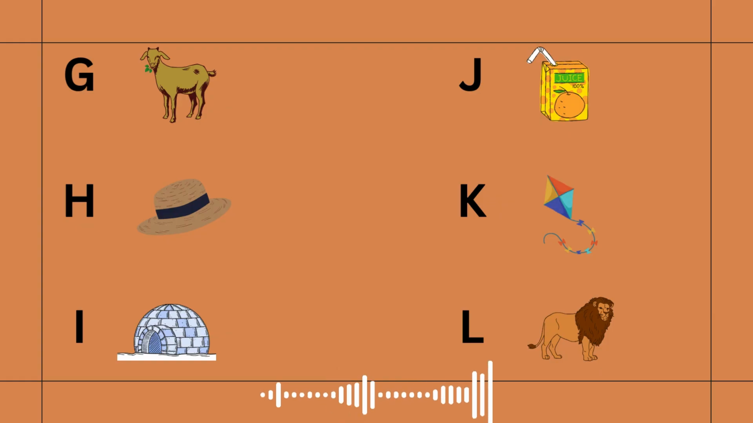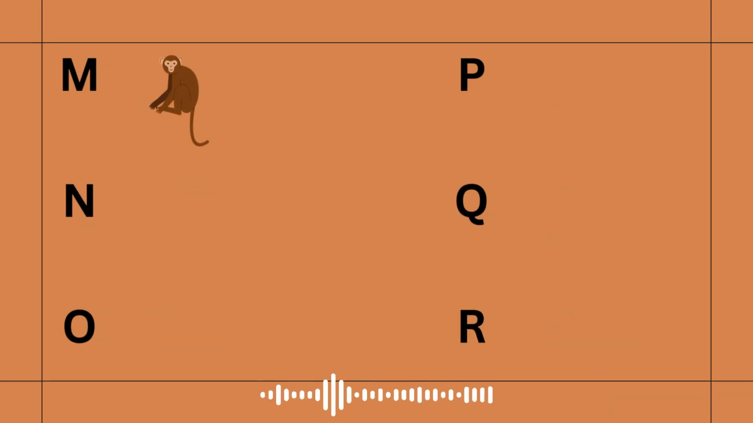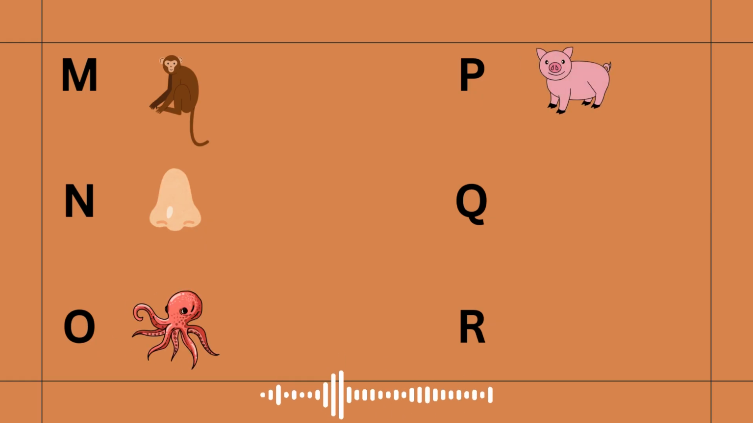L as in lion. M as in monkey. N as in nose. O as in octopus. P as in pig. Q as in queen. R as in rabbit. S as in sun.